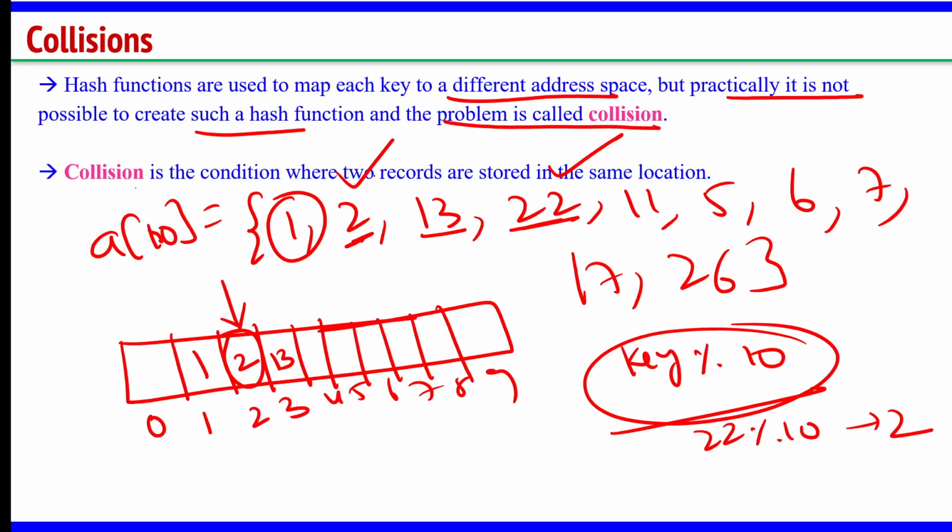Collision is a condition where two records are stored in the same location. Already 2 is there, you are trying to fit 22 also here. So, collision is the condition where two records are stored in the same location.